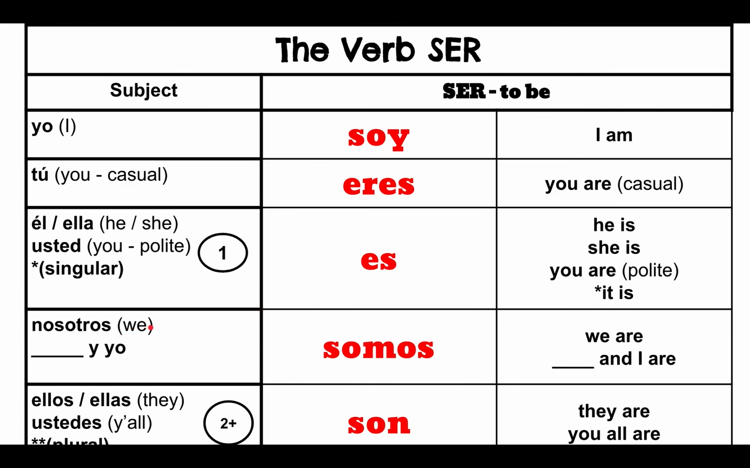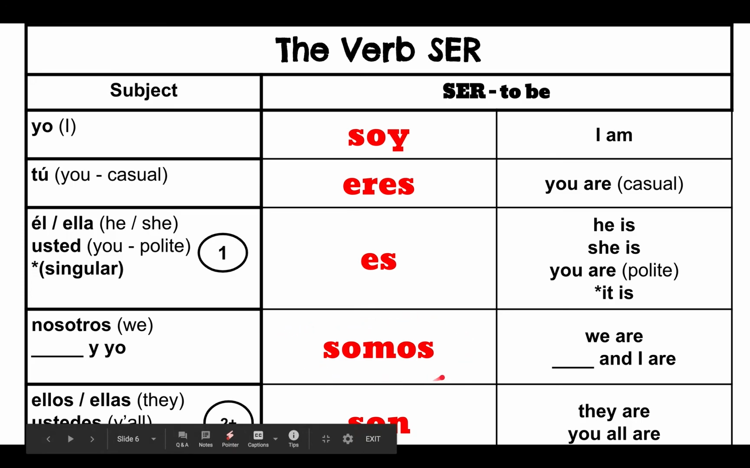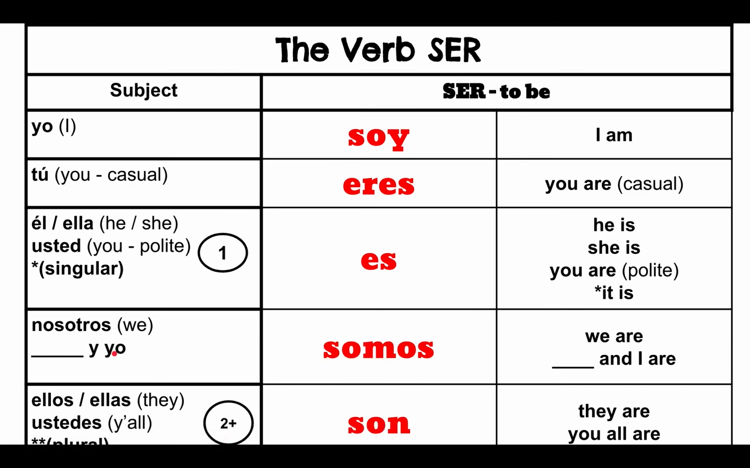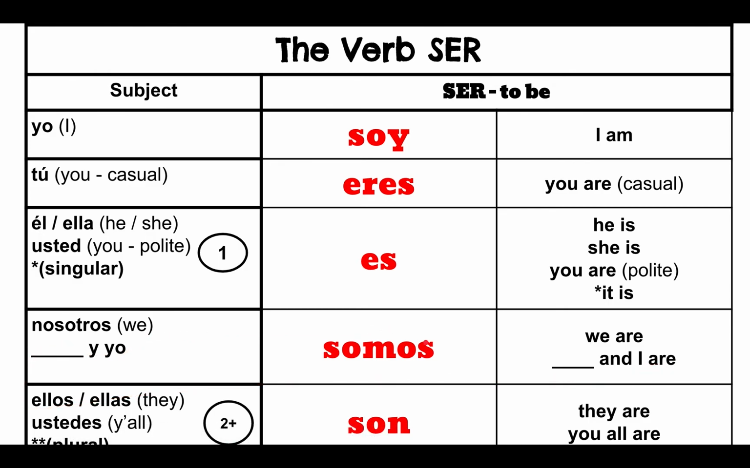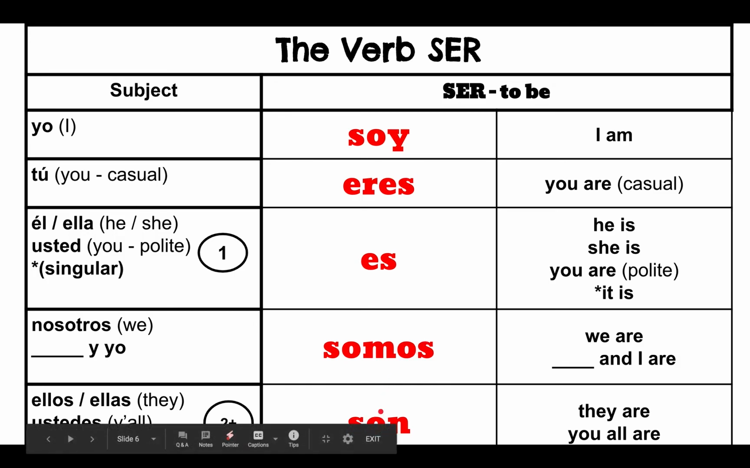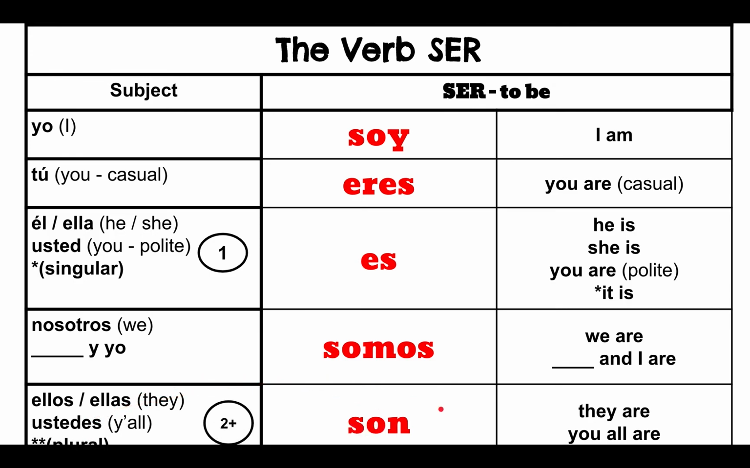To say we are, somos. You also use somos if you're talking about a person and yourself. That's the same as we. So I could say Maria and I are, I would say Maria y yo somos. And finally, ellos son, ustedes son. They are or you all are.